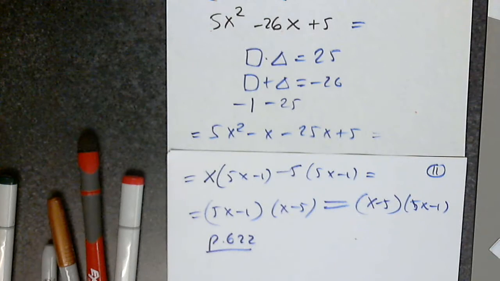Okay, so back to 10.5. We looked at the rationalizing. Let's look at another one.